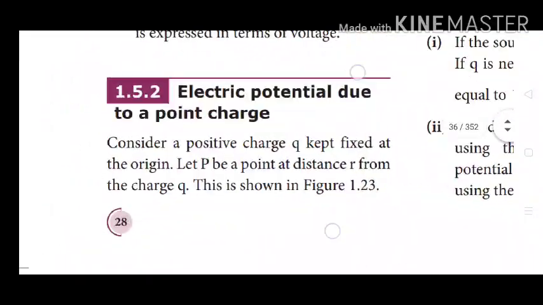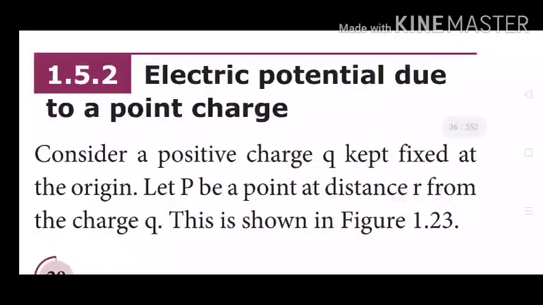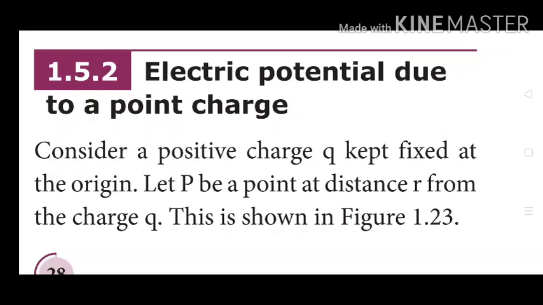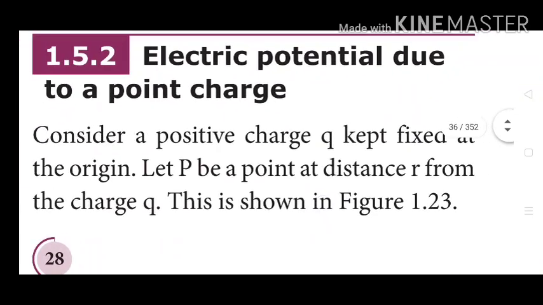Children, the next topic of today is electric potential due to a point charge. It is an important 3 mark question and also an important 1 mark question. Consider a positive charge Q kept fixed at the origin. Let P be a point at a distance R from the charge Q. This is shown in the diagram. Now we will see the diagram.